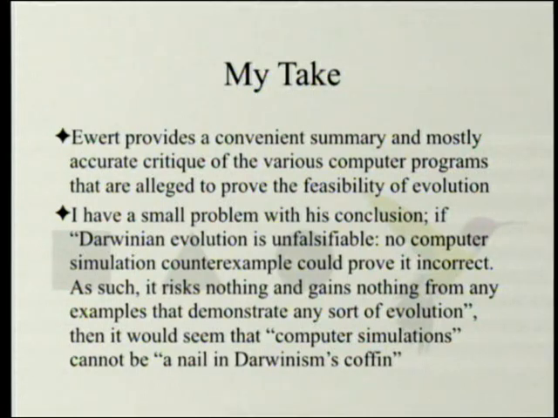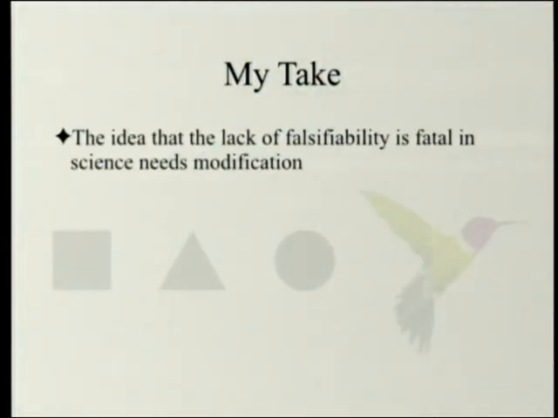This is it. If Darwinian evolution is unfalsifiable, no computer simulation counterexample can prove it incorrect, and as such it risks nothing and gains nothing from any examples that demonstrate any sort of evolution, then it would seem that computer simulations cannot be a nail in Darwinism's coffin, because if it doesn't prove anything, then it doesn't prove anything. If it doesn't suggest anything, it doesn't suggest anything. But I will have to say that that's probably not Ewert's fault completely.